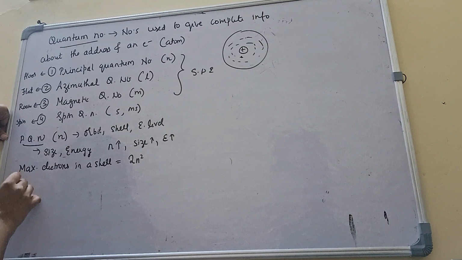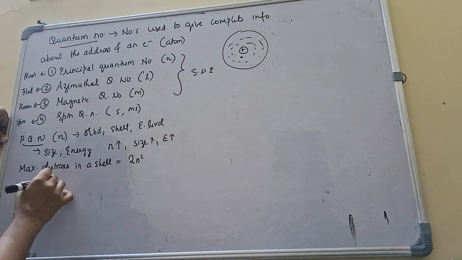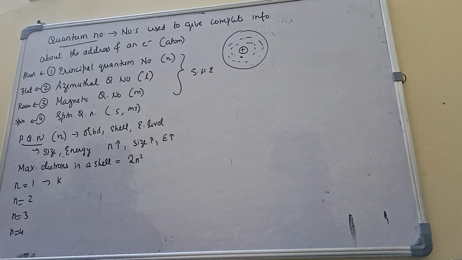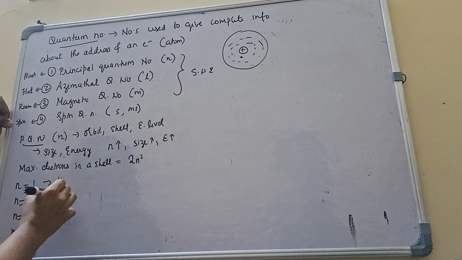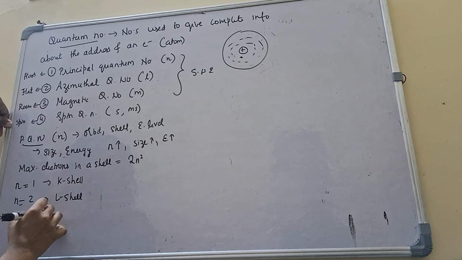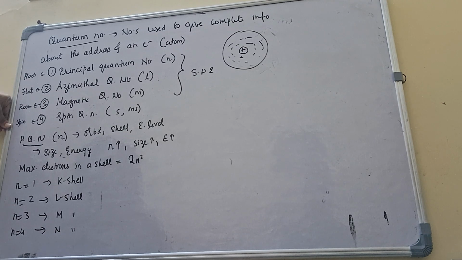Now if I give values to it, if I say n is equal to 1, n is equal to 2, n is equal to 3, n is equal to 4. Don't just limit yourself to 4. This is what we are studying. There are infinite shells, like I mentioned. This is what we call the K shell, which is closer to the nucleus, then the L shell, M shell and N shell. These are the names. So what will be the number of electrons?